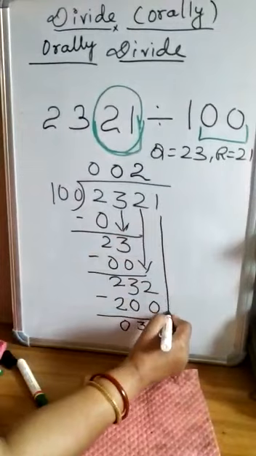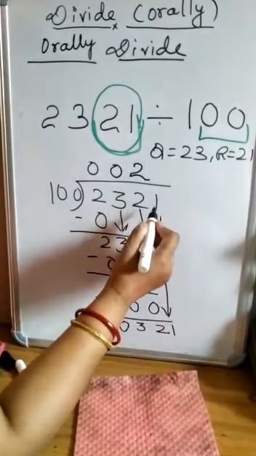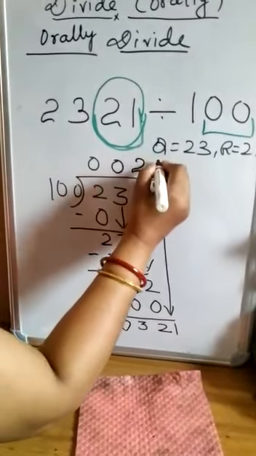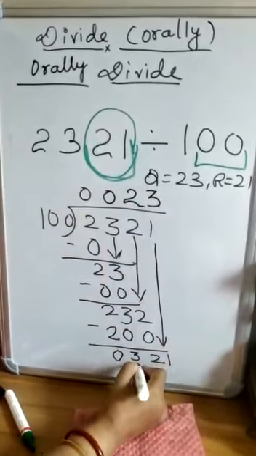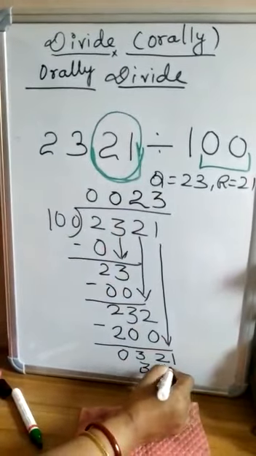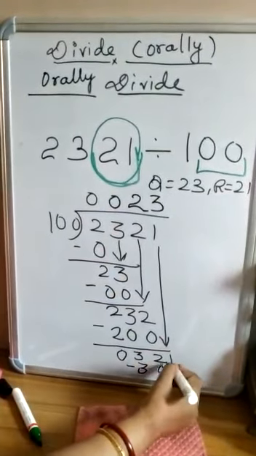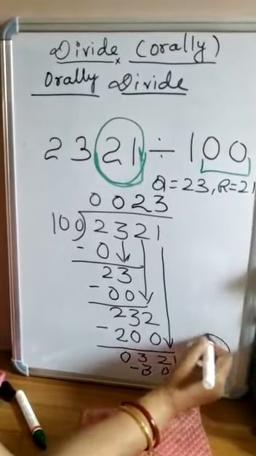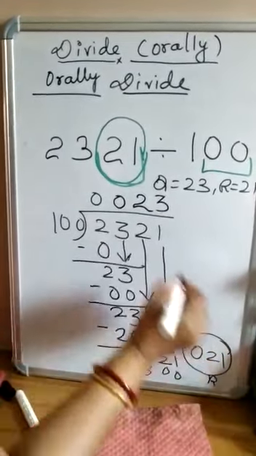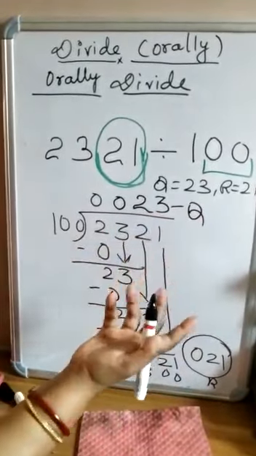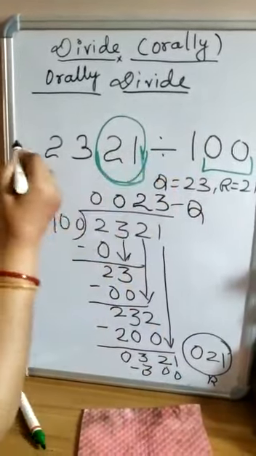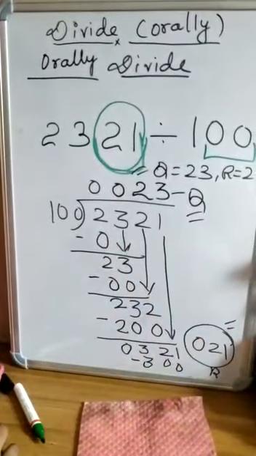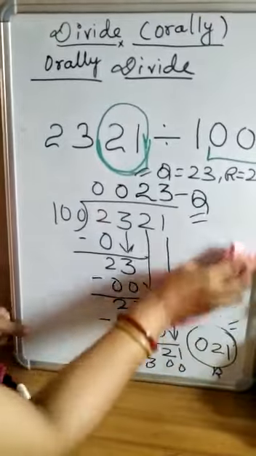Now let's put down the last digit, that is 1 ones. So now the number becomes 321. Here I will multiply with 3 at the ones place. 3 times 100 is 300. So after subtraction, what do we get? 1 minus 0 is 1, 2 minus 0 is 2, 3 minus 3 is 0. So this 21 is the remainder and the quotient is 23. See, it is the same. This one was done orally and this one I have done using the proper method of division.